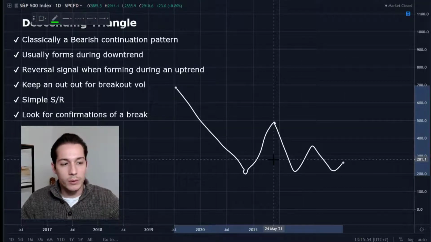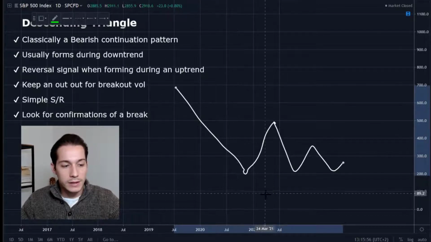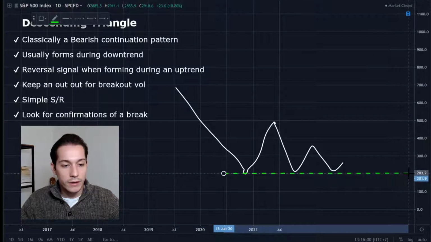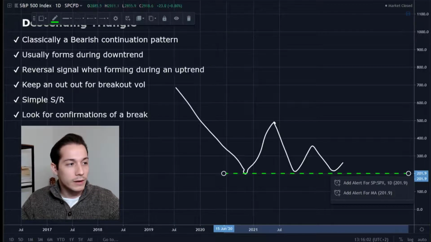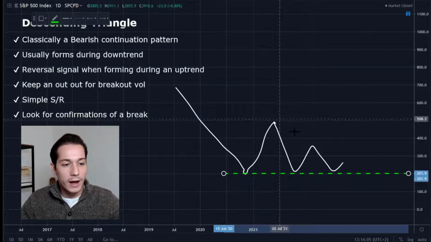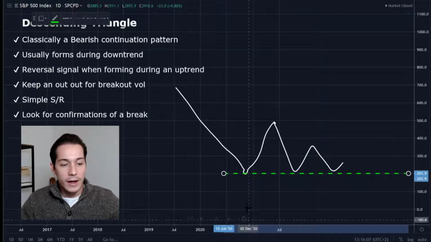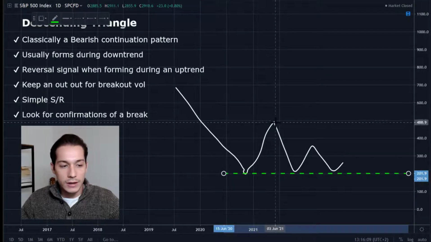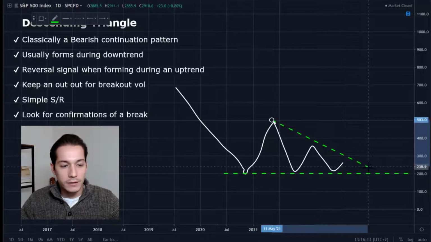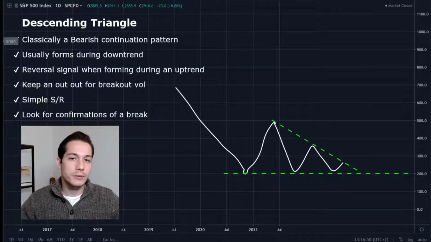The first thing that I like to do when I identify patterns is look for key support and resistance areas. And what we see here is some clear support, obviously in the $200 area that we talked about. And then right here in this area, we have a high and then another high, and this is a clear indication that there is some sort of trend forming. So let's go ahead and identify this trend. Boom, now we've structured the price a little bit.